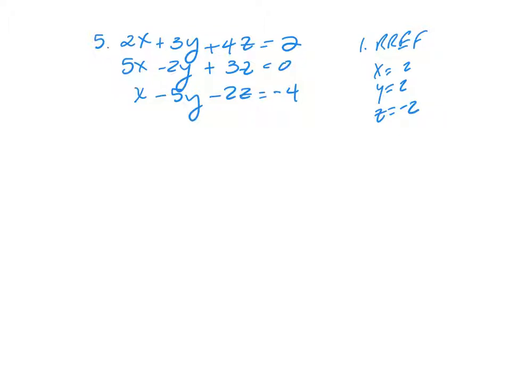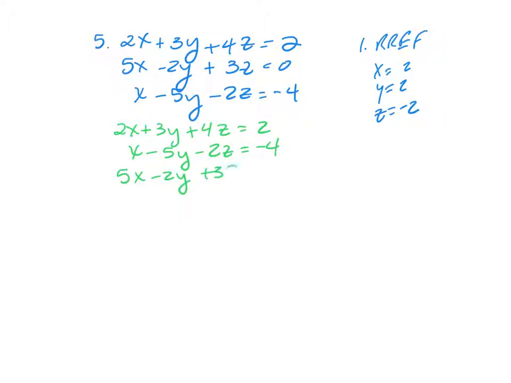Do you have to do that? No. But would it be easier? Yes. So I'm going to rewrite it as 2x plus 3y plus 4z equals 2. Then I'm going to put that x minus 5y minus 2z equals negative 4. And then I'm going to put the 5x down here. And why are you doing it like this again? I'll show you in a minute, because when you're eliminating the x, it's easier. You don't have to multiply two equations by something, okay?